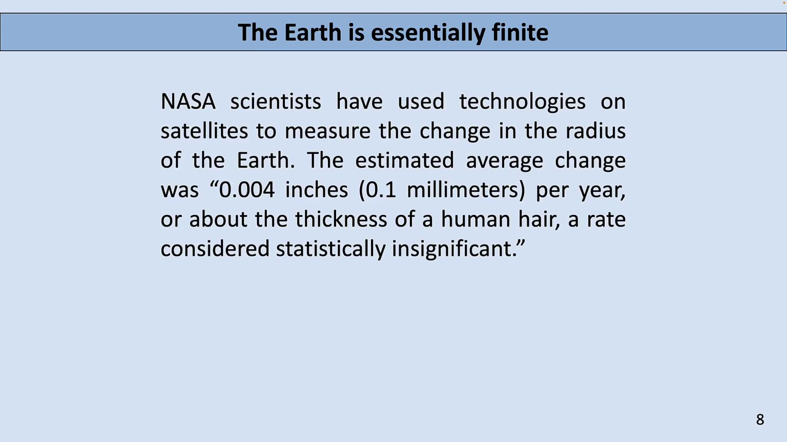NASA scientists have used technologies on satellites to measure the change in the radius of the Earth. The estimated average change was 0.004 inches, or 0.1 millimeters, per year, or about the thickness of a human hair, a rate considered statistically insignificant. Thus, the Earth is essentially finite.